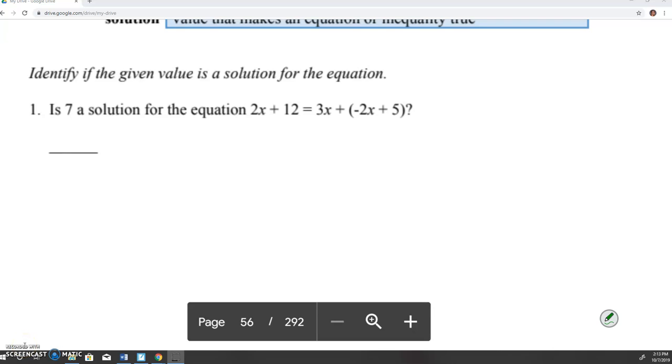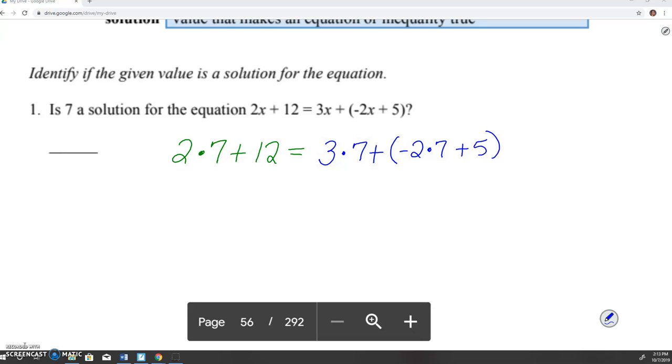Wants to know 7 is a solution, so anywhere there's an x, you're going to put a 7. So you have 2 times 7 plus 12 on the left side of your equation. And then you have 3 times 7 plus negative 2 times 7 plus 5. So work the green side, get an answer, or the blue side, get an answer. So you said 2 times 7 is 14, plus 12 is 26, right?